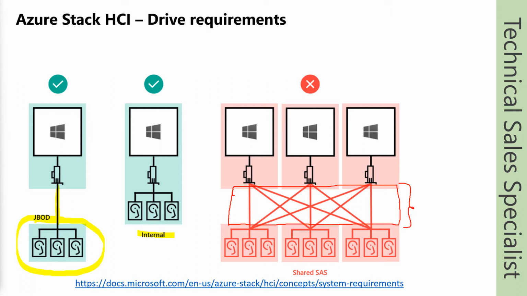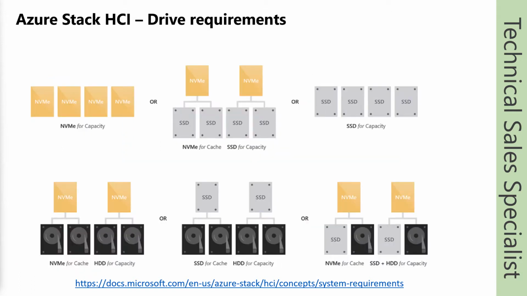So each server has its drives. So a server can have NVMEs only. This is a possible configuration. So each server has NVMEs only. It's possible, it's supported. It's very, very powerful to have this configuration. You can start with 4 NVMEs. This is minimum because in this scenario, all the NVMEs will be for capacity.